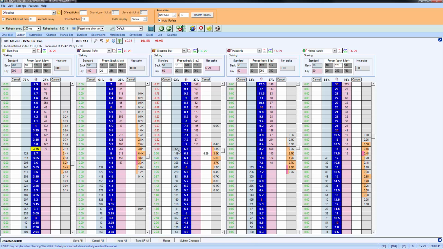I think that this will get matched in a second. So there's only £40 here. We've got £6.29 waiting to get matched.